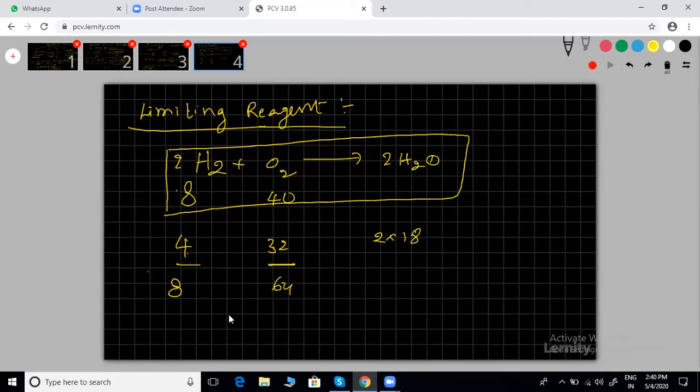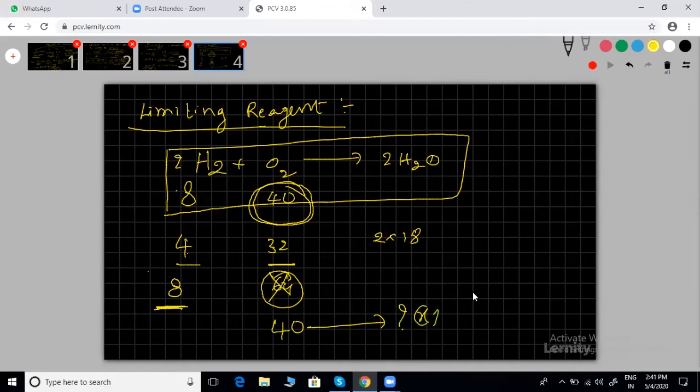Now in the question only 40 grams is given, so oxygen is the limiting reagent. For 8 grams of hydrogen we require 64 grams, but only 40 grams is given. Once you find the limiting reagent, you calculate according to the equation. How much water will you get? 32 grams will give 2 into 18 grams, but only 40 grams is given. So 40 grams will give how much? That's your answer: 2 into 18 into 40 by 32.